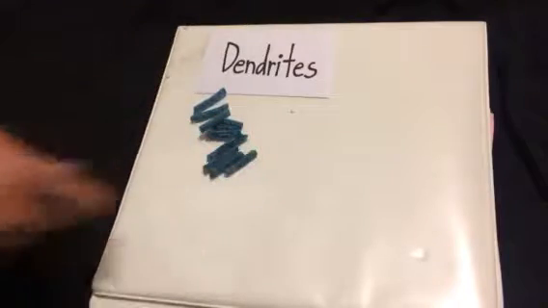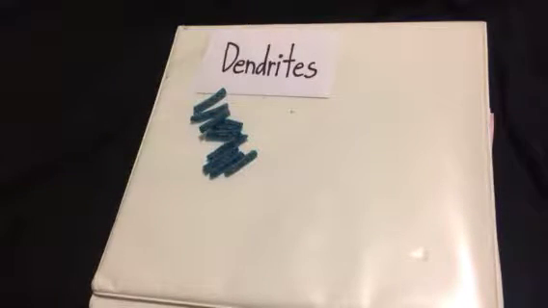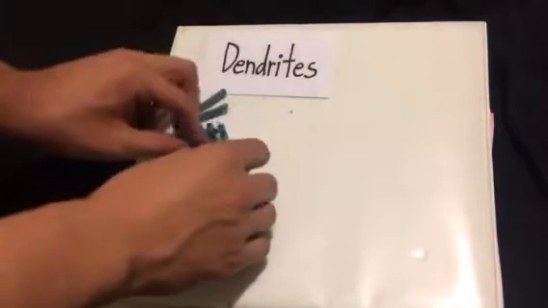These are dendrites. Dendrites receive signals coming in from other cells and send them toward the axon.